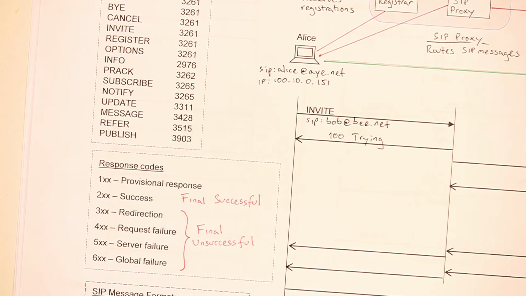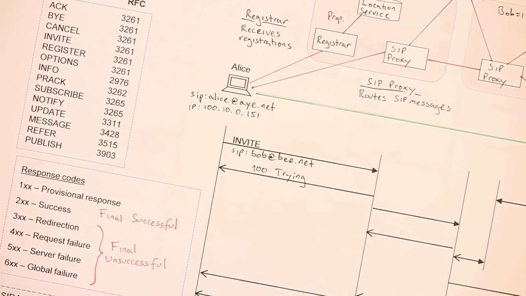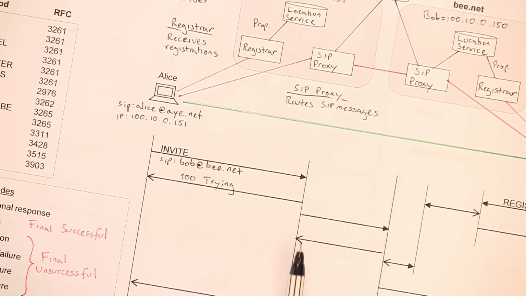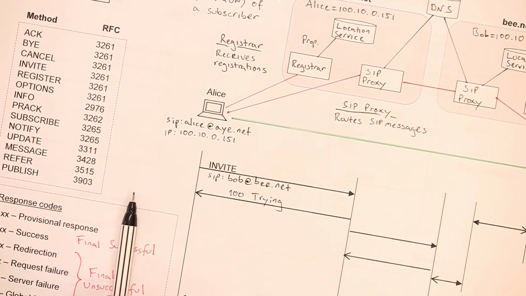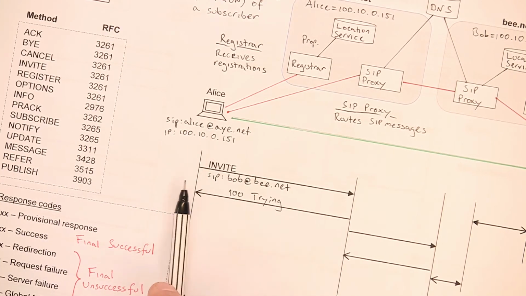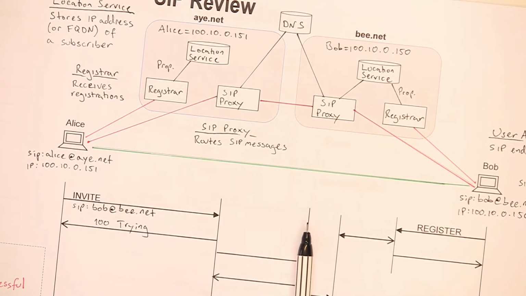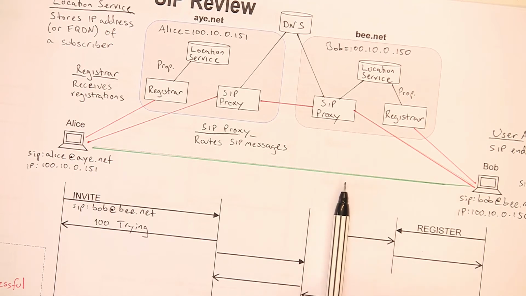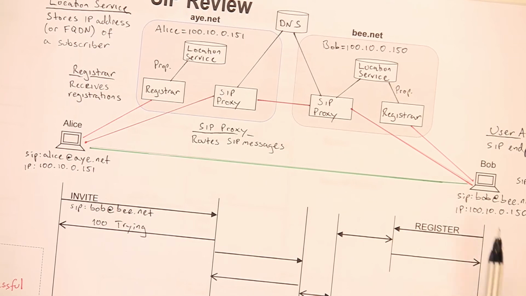So after this has happened, the SIP proxy here, you can note by the way, this line here is the line of that SIP proxy. And over here, this is the line of Alice's user agent. We also have a line here for the location service. This is the registrar, and over here is Bob's user agent.